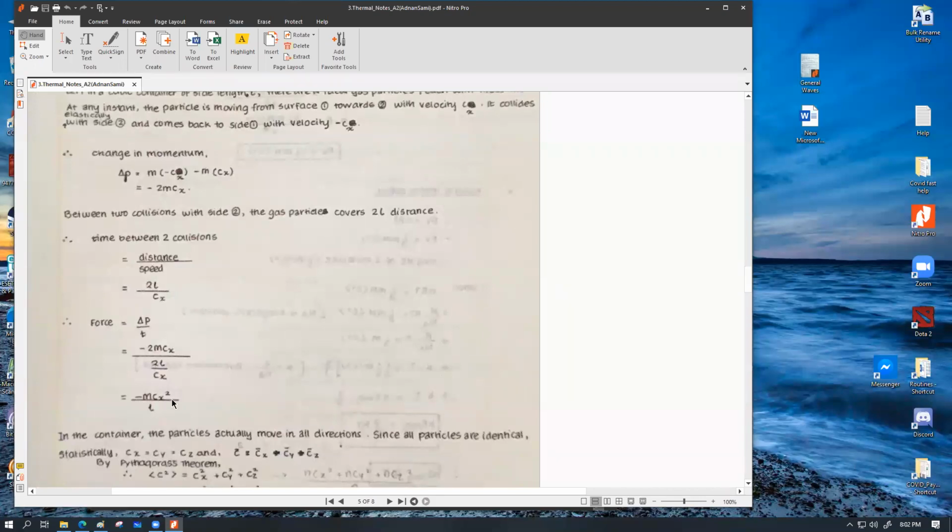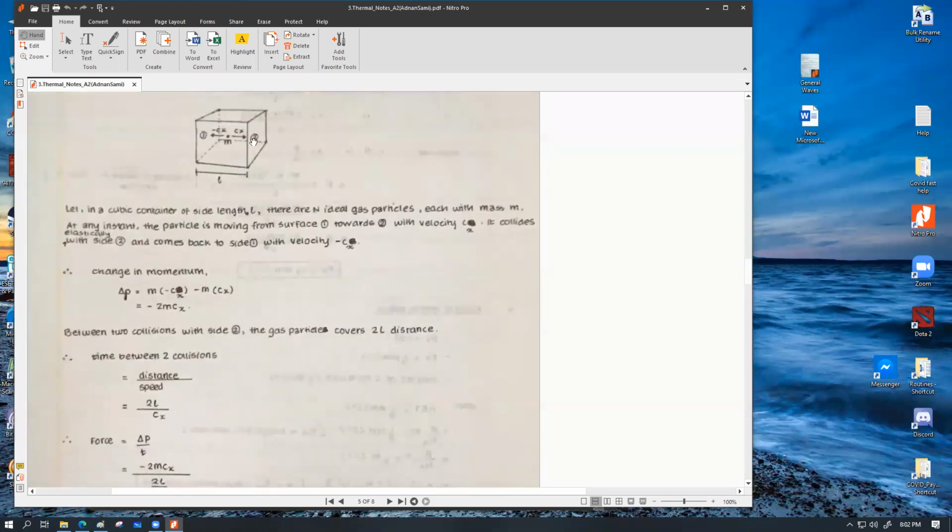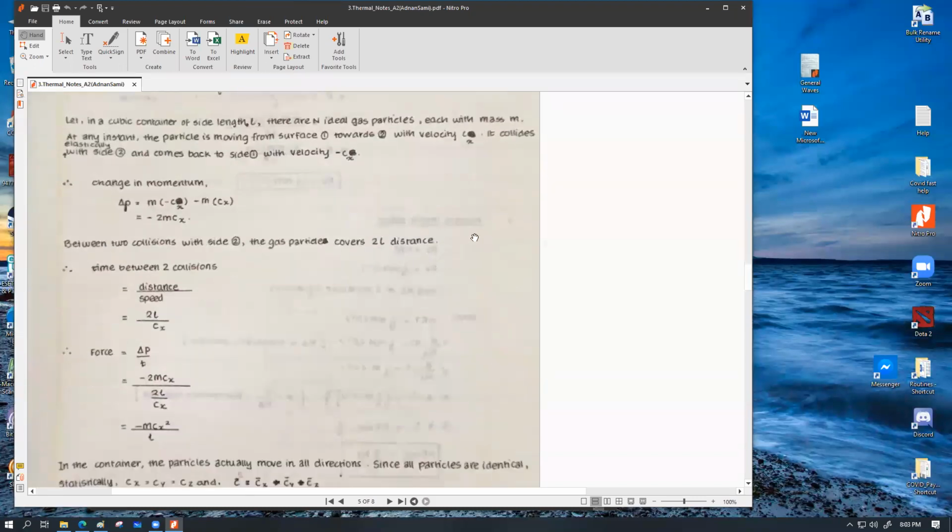Where is cx coming from? Delta p is momentum, cx is the speed of the particle. Oh, I see. Because we are considering this alignment as the x-axis, another perpendicular side as the y-axis, and the other perpendicular side as the z-axis, the velocity of the particle in this case is considered to be exclusively along the horizontal axis, not in y or z. We have used the subscript x. Oh, okay, thank you. Sure.